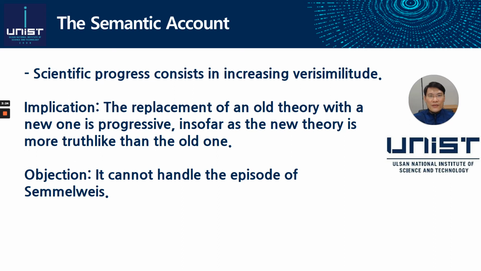The semantic account asserts that scientific progress consists in increasing verisimilitude. On this account, scientific progress occurs when a new theory supplants an old one, insofar as the new theory is more truth-like than the old one. Scientific regress occurs when a new theory is farther from the truth than an old one. In my view, the semantic account cannot handle the historical episode of Semmelweis. No hypothesis was more verisimilar than its predecessor in the series of the 5 false hypotheses. Consequently, the semantic account implies, absurdly, that Semmelweis didn't make scientific progress.